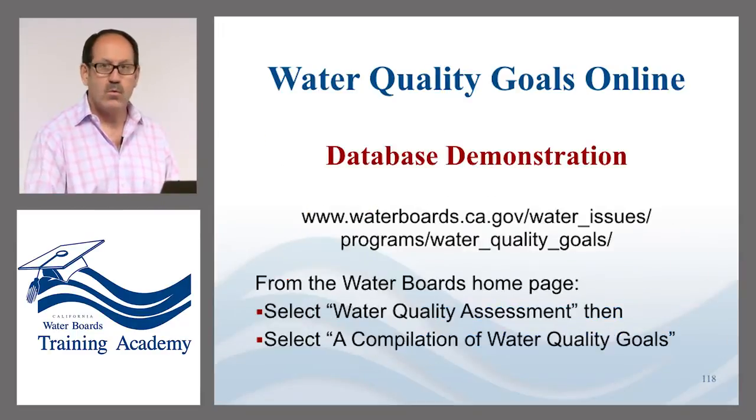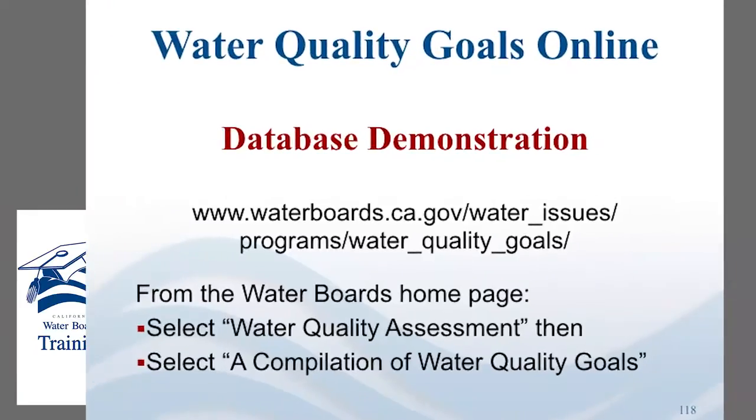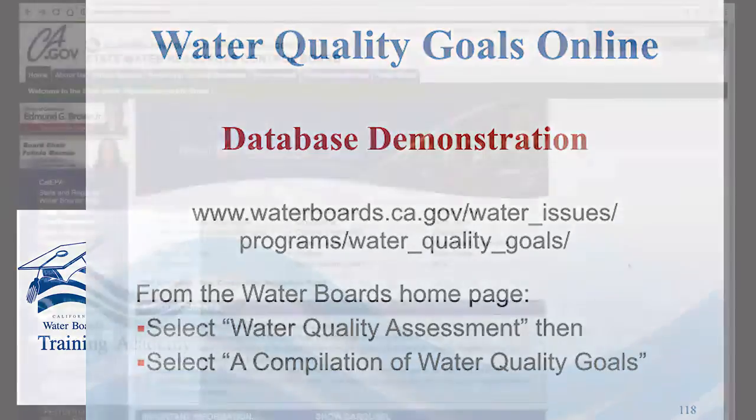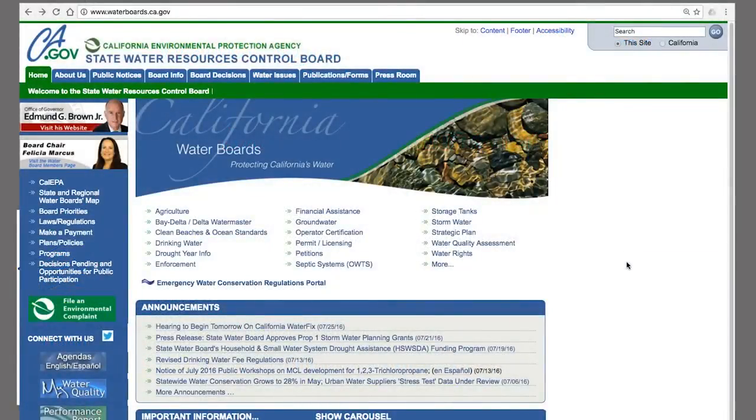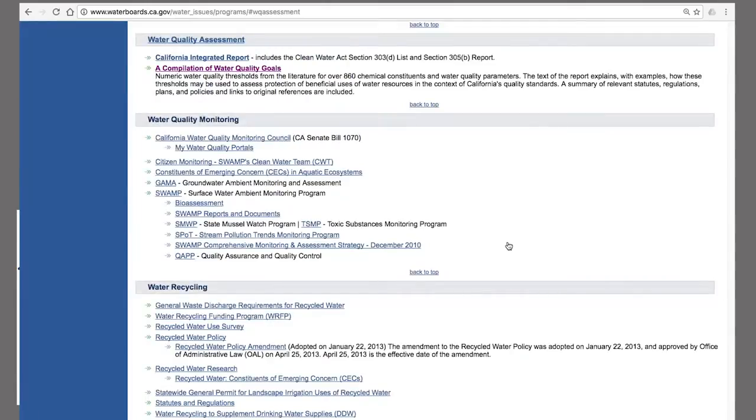So we're going to look at it. We're going to switch over to the web, and we're going to go to the State Water Board homepage. This is where you find it. Water Quality Assessment is the link that you're looking for, and then a compilation of water quality goals.